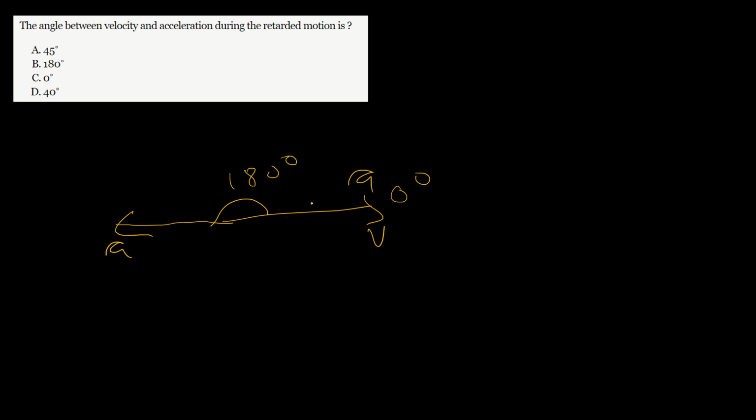Okay, the angle between velocity and acceleration during retarded motion. During a normal acceleration, if the velocity is going in this direction, acceleration is also going in the same direction. This is uniform acceleration, but in the case of a retarded motion, the acceleration will be in the opposite direction. That is, if velocity is at 0 degree, the acceleration will be in the opposite direction, that is 180 degree. Here will be the acceleration, for retarded motion. It's a very simple thing, just understand the definition of it. So the answer is B.